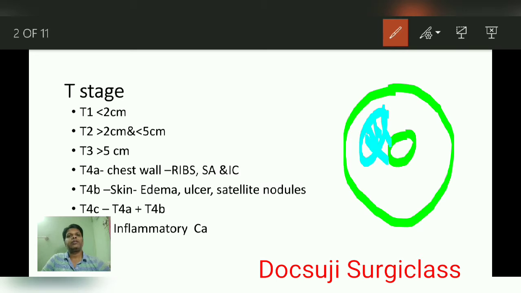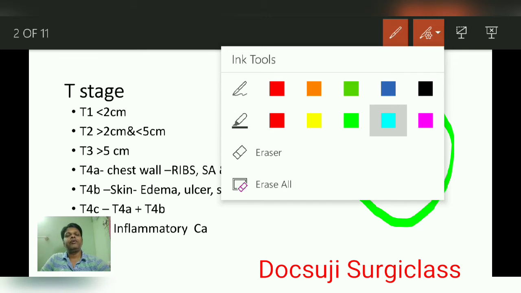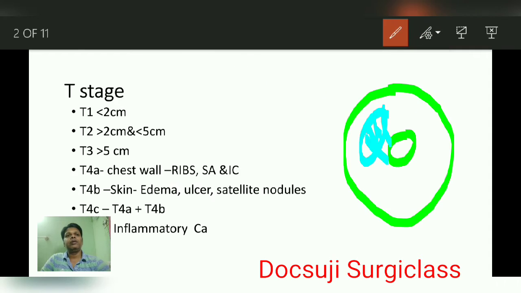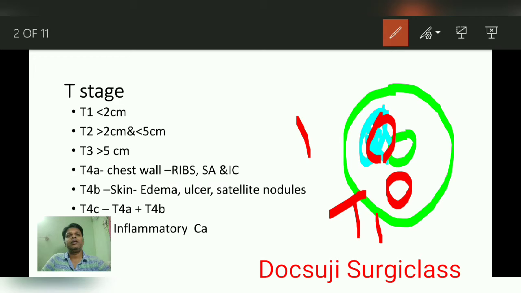First thing is you have to assess the size of the lesion. Suppose you got a breast lump that is very small, less than 2 cm in size, then it is called T1. Tumor size of less than 2 cm, it is T1. Tumor size between 2 to 5 cm, then it is called T2.